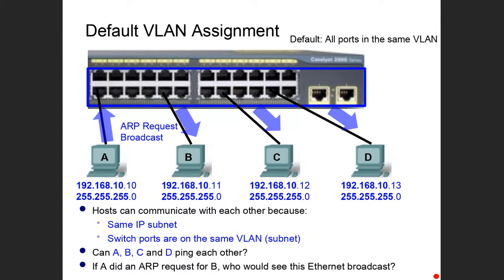So if A did an ARP request for B, who would see this Ethernet broadcast? Well, what's the default response of a switch whenever it receives a broadcast from the port that A is plugged into? Who hears it? The answer is, on a switch with default configuration, which so far this is, everybody would hear it. So hosts B, C, and D would all hear this broadcast. Now it's an ARP request for D, and D is the only one that will respond to it, but they'll all hear it. When we start chopping this switch into separate VLANs, only the people in your individual VLAN will hear your broadcasts. So VLANs create smaller broadcast domains and improve the performance of the network.